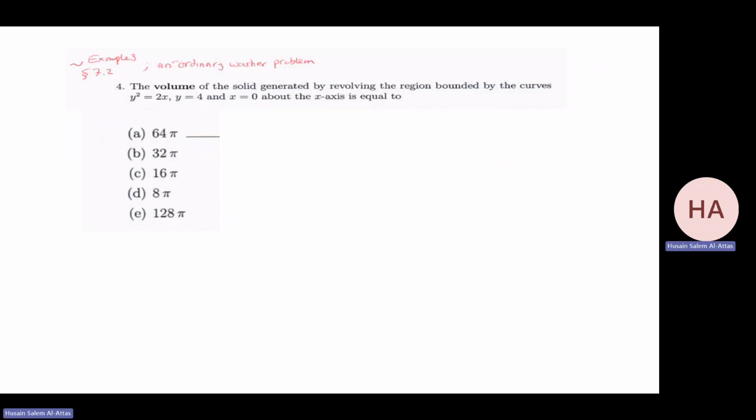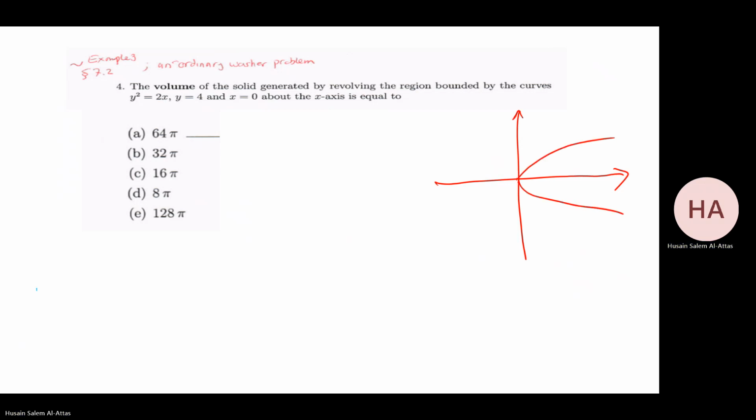The volume of the solid generated in the region bounded by the curve. Okay. Let me grab the functions or the curves. I have what? This is a parabola open to the right. Okay. And they have y equal 4. Y equal 4 will be somewhere here. This y equal 4. X equals 0, which is the y-axis. So I'm talking about this region, about the x-axis.